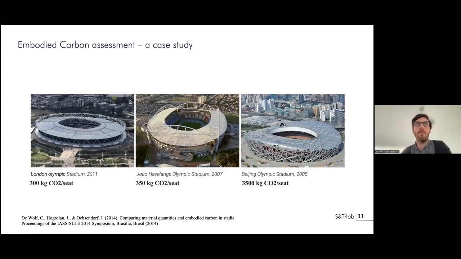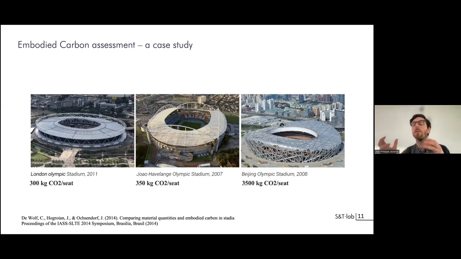Also, we can think that most of the stadiums were not built in the last years, in which we really start looking a lot at this thing. But it's impressive to see that the Beijing Olympic Stadium needs more than 10 times the material, the kilos of CO2, and obviously this is in relation with how much material you place compared to the London Olympic Stadium, which is a really slender and thin structure.